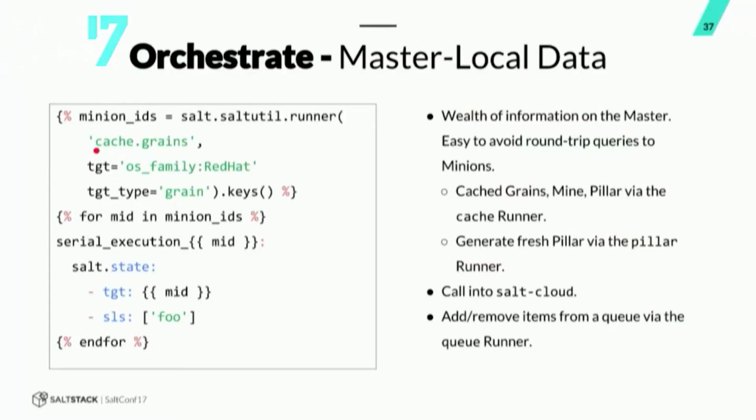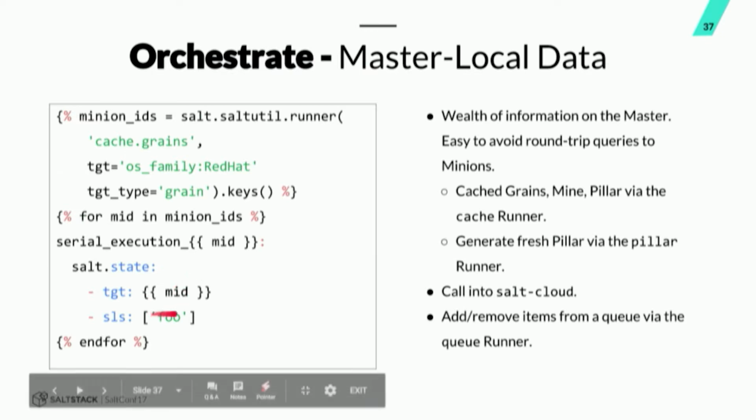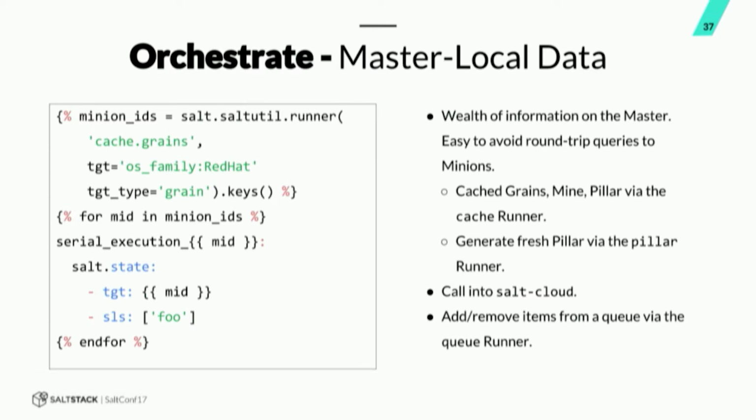So in this case, we get back a dictionary of all of the grains, but we just want the minion IDs, right? So we're going to do dot keys on that dictionary, and so poof, now we've got an array of minion IDs that have been filtered by that target that now we can do something crazy with in orchestrate. So in this case, this is kind of contrived, but we're just going to loop over that. So for minion ID in minion IDs, we're going to do serial execution, make a unique state ID here, and we're going to do salt.state on that target, and we're going to hard code an SLS file for reasons.